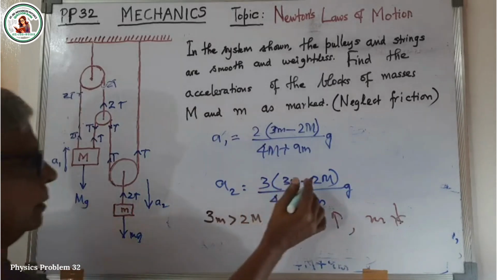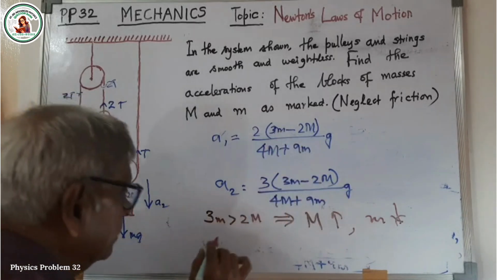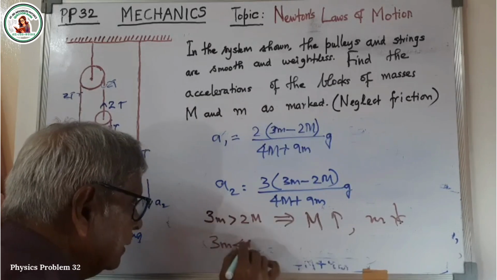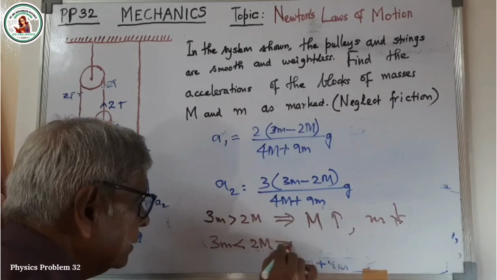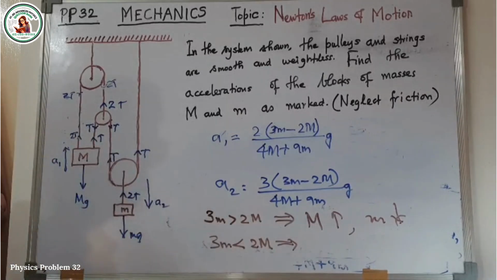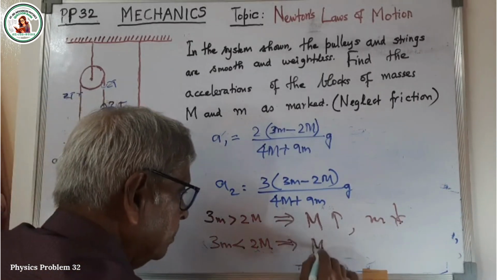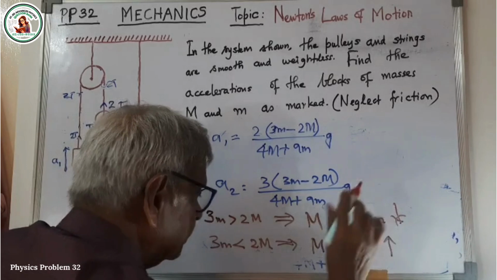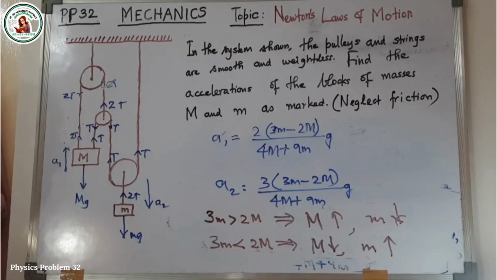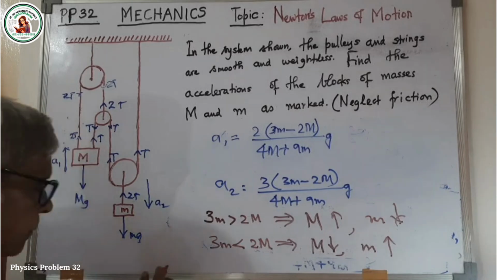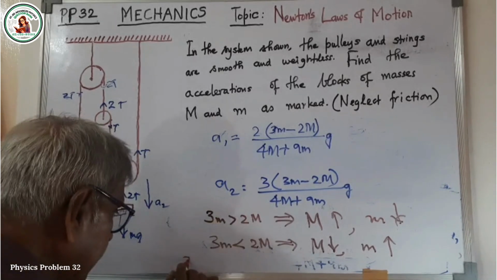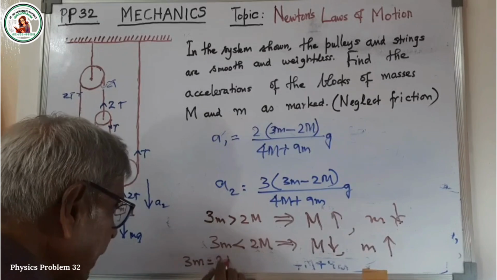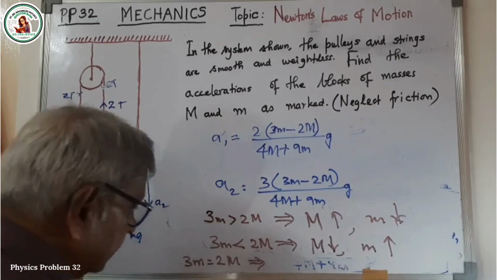Then the other possibility is that 2M may be larger than 3m. So that means 3m less than 2M implies both accelerations will be reversed, A1 and A2 both will be reversed, which means capital M will be moving down, small m will be moving up. Then we have the special case, 3m equal to 2M, implies system will be at rest.